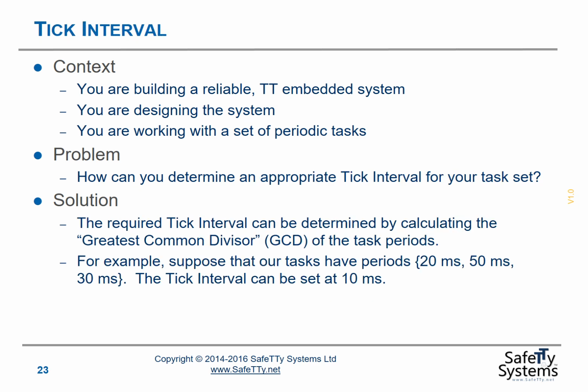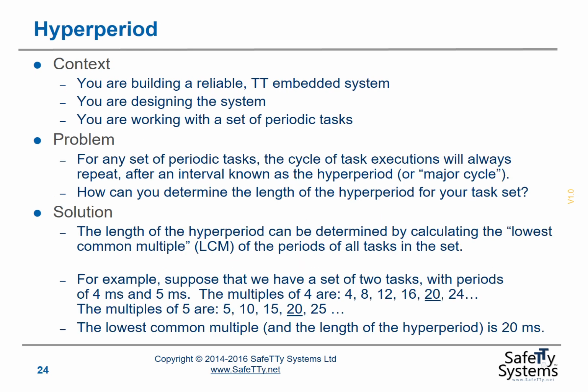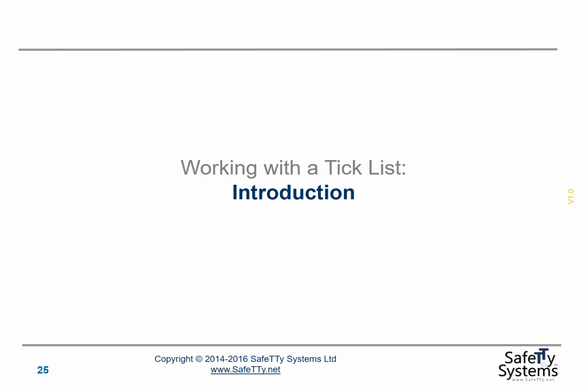We also talked about how you can determine the tick interval in your task set. The required tick interval can be determined by calculating the greatest common divisor of the task periods. As we talked about, GCD is an available function in Excel, for example, so you don't have to do these calculations by hand. We also need to calculate the hyperperiod, and we can do this using the lowest common multiple of the periods of all tasks in the set. Again, LCM is a function that's available in Excel and allows you to perform these calculations if you wish to do that.